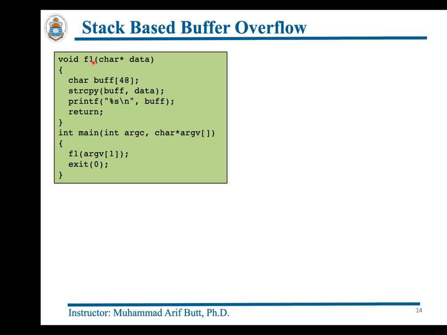This function f1 receives the address of the array inside a pointer variable named data. It then creates a local variable buff of 48 bytes and then uses the strcpy library function to copy the data received inside this local buffer. It then prints the contents of the buffer on screen and then returns the control to the main function.